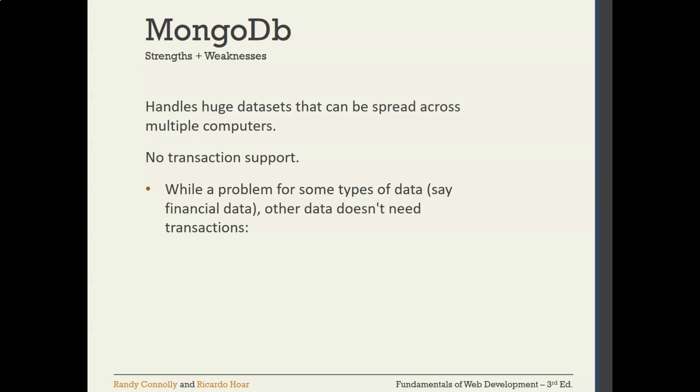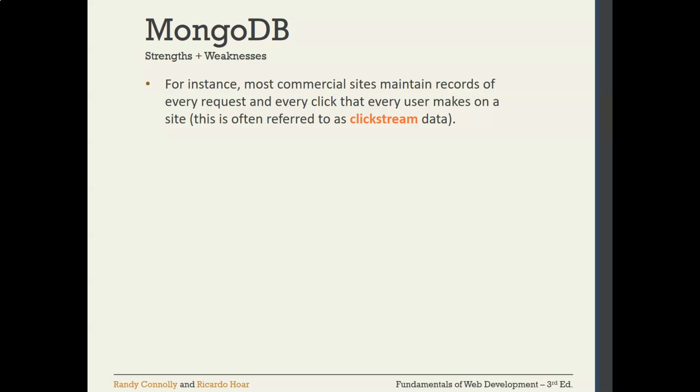So clearly, a lack of transaction support is a problem for data like financial data that needs reliability and consistency. But other types of data don't need transactions. For instance, most commercial sites maintain records of what users have done. Every click, sometimes even every mouse move, though not so much the mouse moves. That's sometimes referred to as clickstream data. When you think of hundreds of thousands of users, that can be potentially a lot of data.